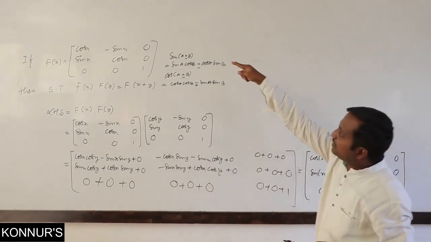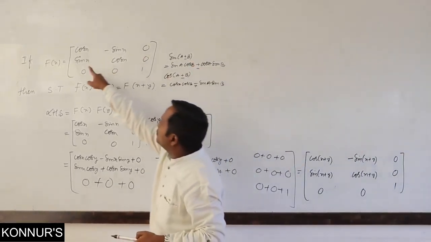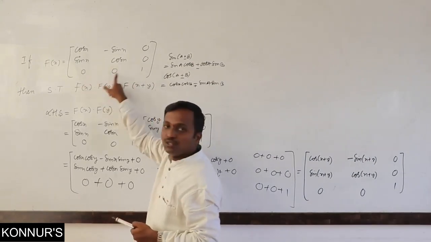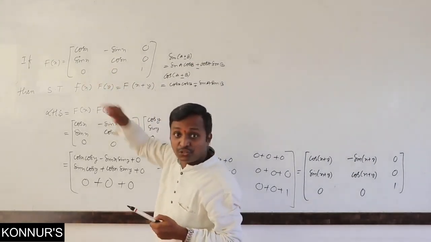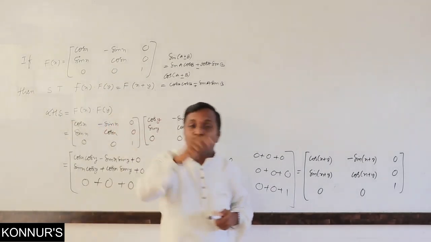Cos x, minus sin x, 0. Cos x, minus sin x, 0. Sin x, cos x, 0. 0, 0, 1. What is this? This is f of x.